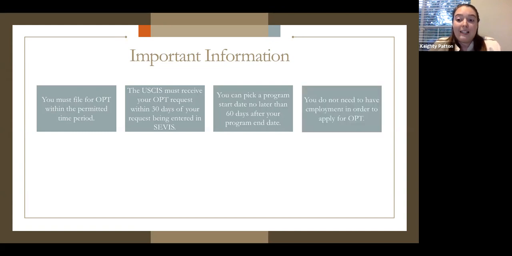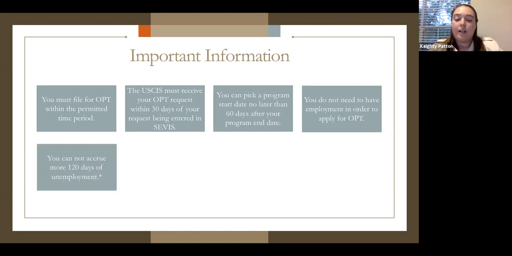You do not need to have employment in order to apply for OPT. So if you don't have a job lined up yet, that's okay. You can go ahead and apply, talk about the type of job you're going to look for, and then go from there. And then you can only accrue 120 days of unemployment.